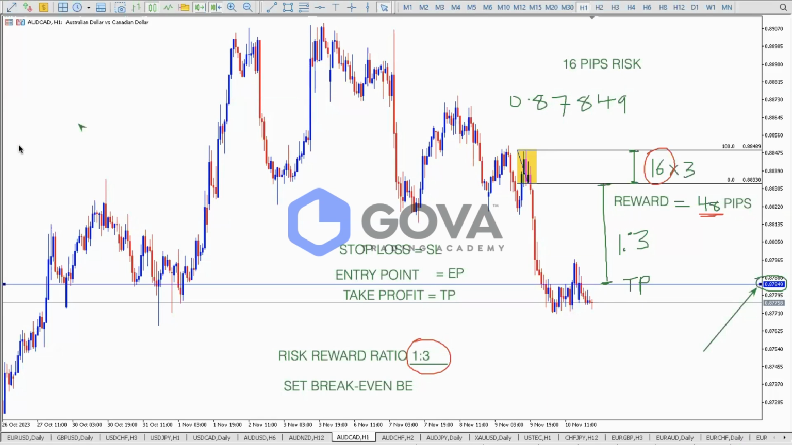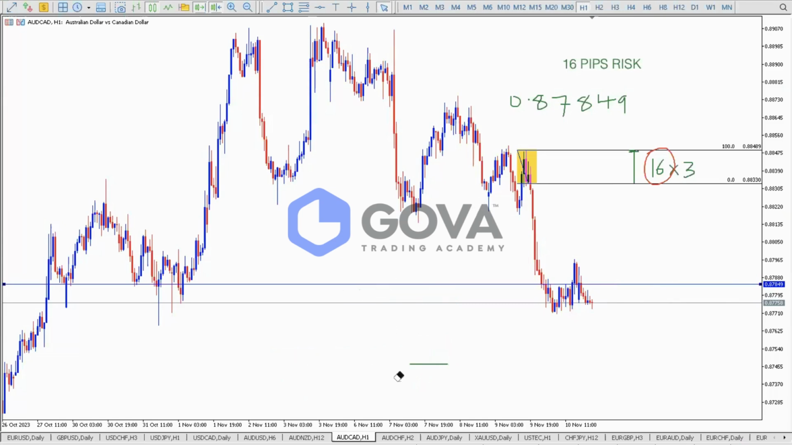Now, what if you are a trader who wants to have a trade of 1:3 or more than 1:3? If you are a trader who wants to have more rewards, that is beyond 1:3, then this is how to do it.